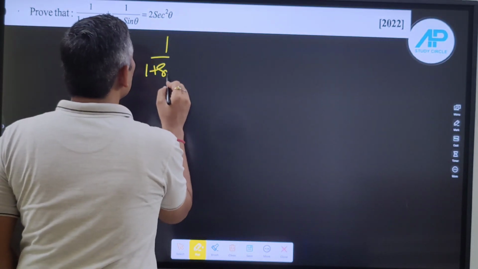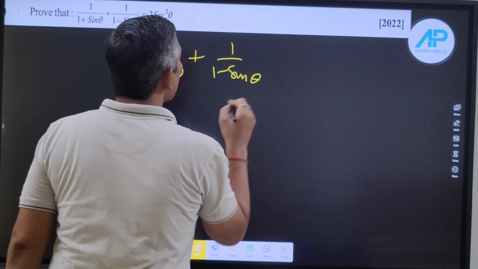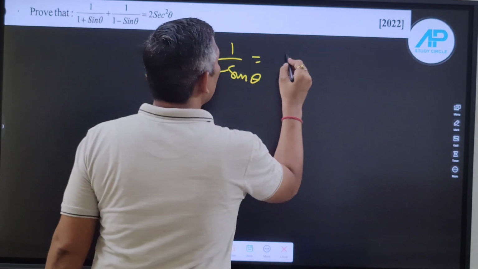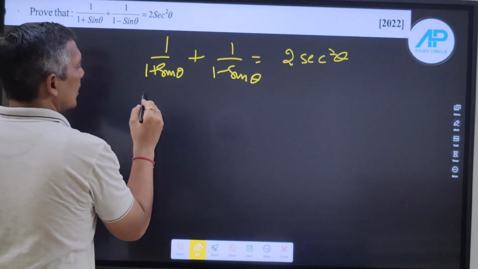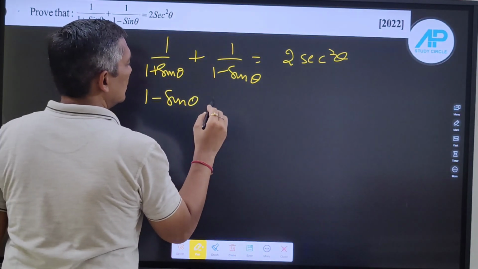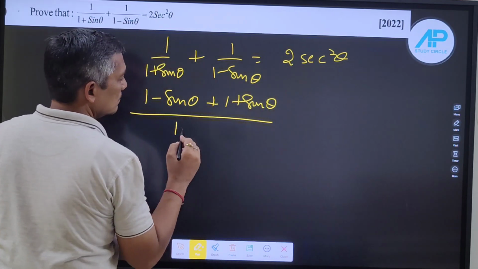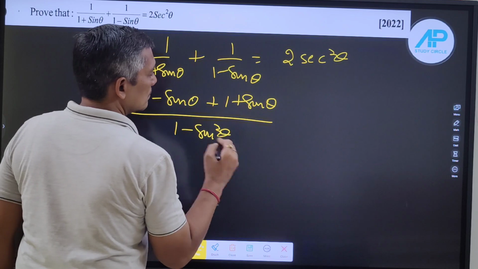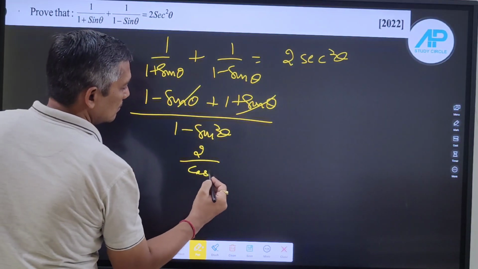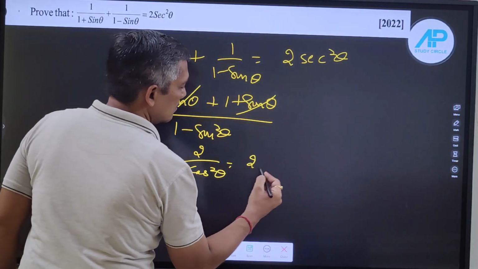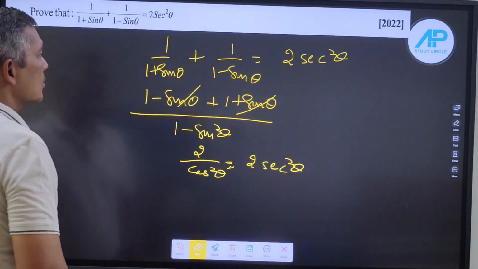1 upon 1 plus sin theta, 1 upon 1 minus sin theta, equals to 2 sec square theta. This is cancelled, and you got 2 sec square theta.